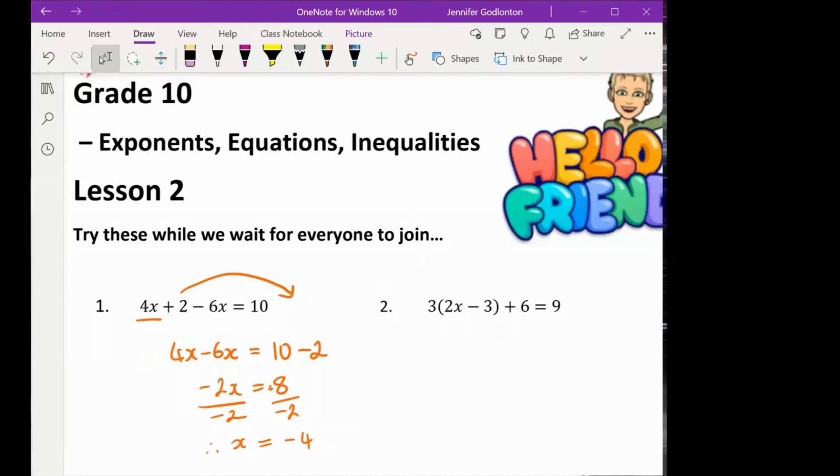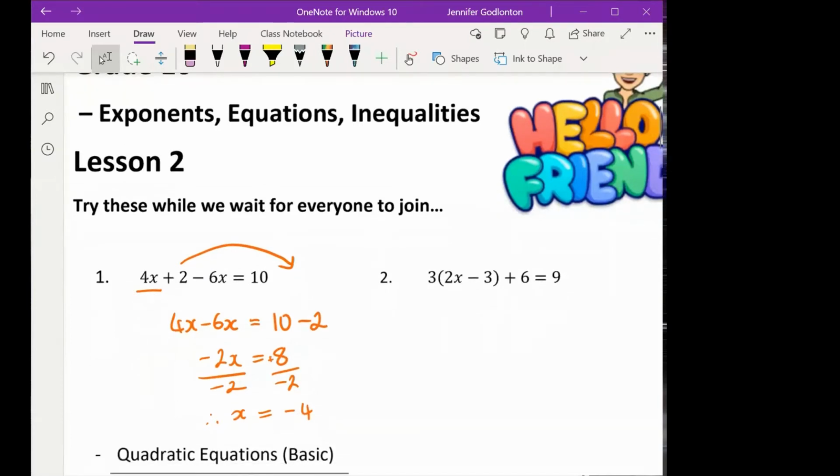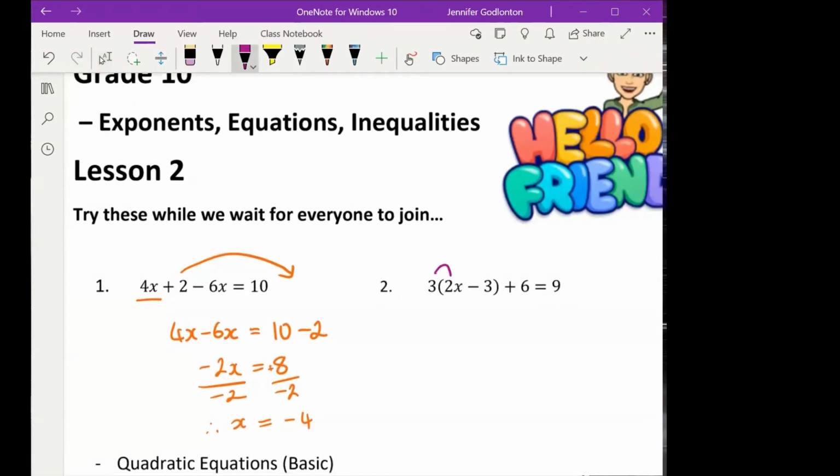Ma'am, can I do the second one? Yes, I'd love that. Talk me through what to do. So you're going to say 3 times 2x. Good. And then you're going to say minus 9. Excellent. And then you're going to say plus 6. Okay. Where do I go to from here? And then you go on the other side.